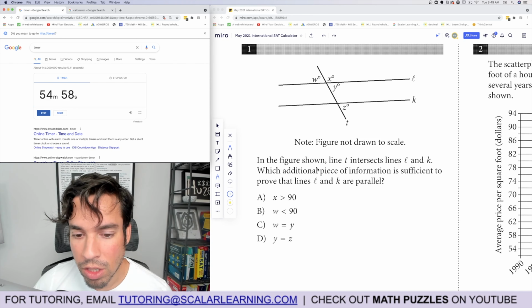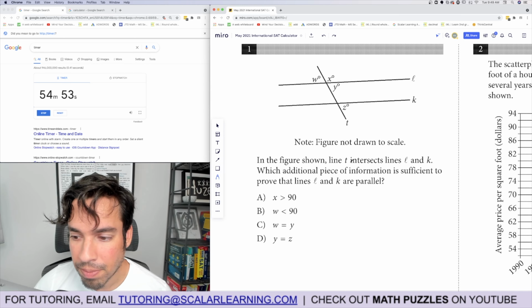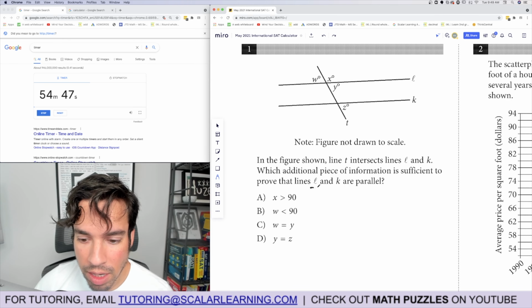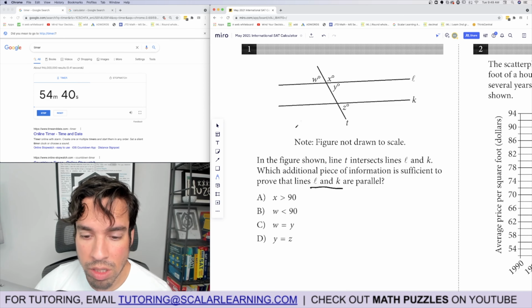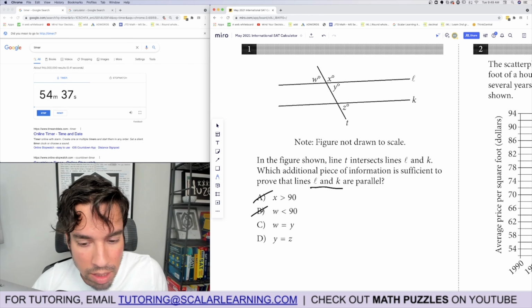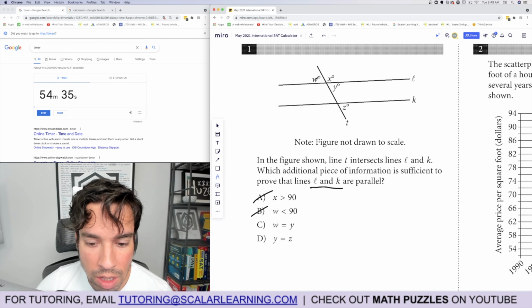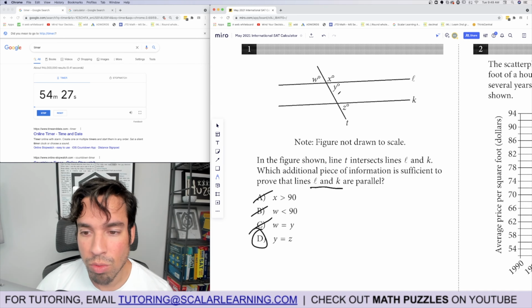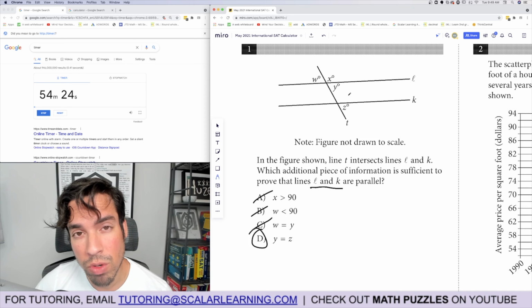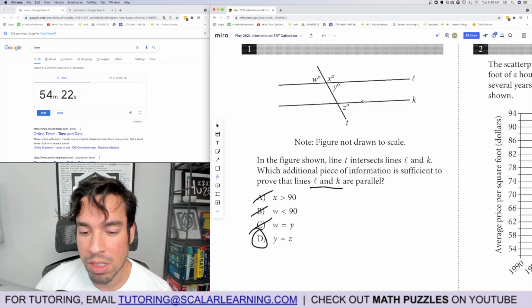All right. Figure not drawn to scale. In the figure shown, line T intersects lines L and K. Which additional piece of information is sufficient to prove that lines L and K are parallel? Okay, let's see. It's not about these being greater or less than 90. It has something to do with equal angles. If we say W is equal to Y, no, that doesn't help because those are just vertical angles. Those have to be equal. It's therefore got to be D. But the reason why is because if Y and Z are congruent, that means the corresponding angles are congruent, which means the lines have to be parallel.